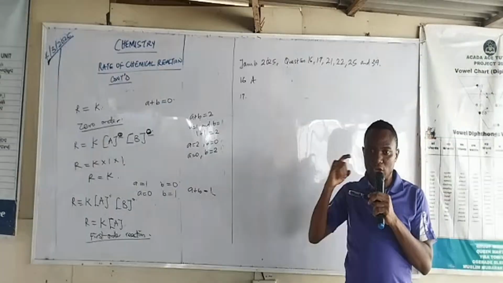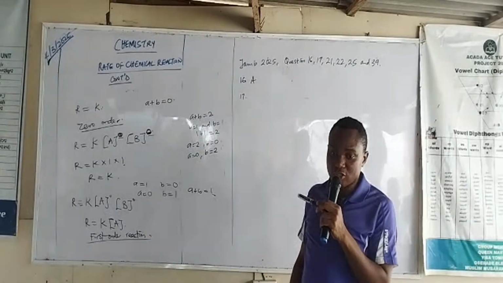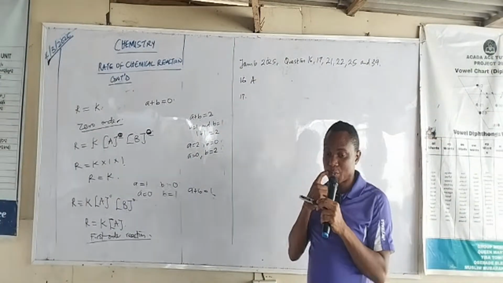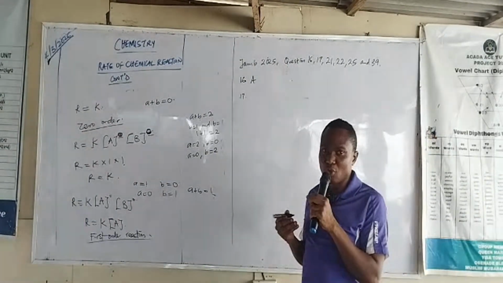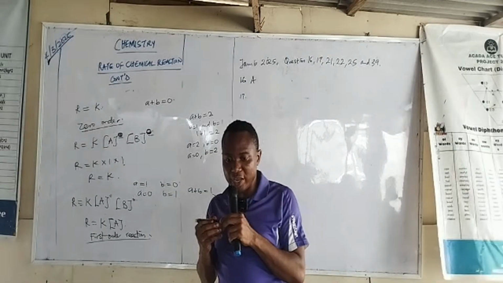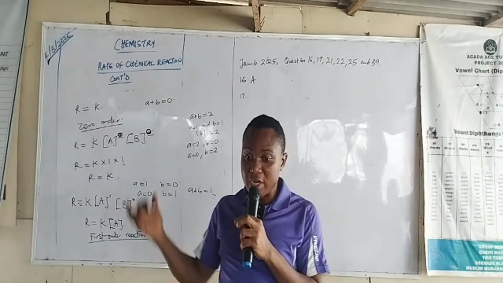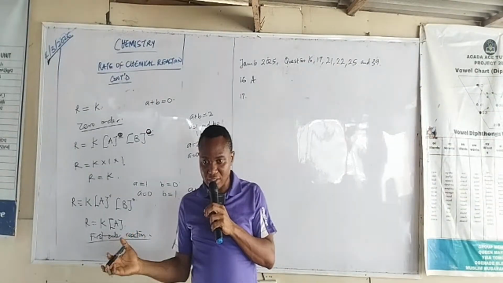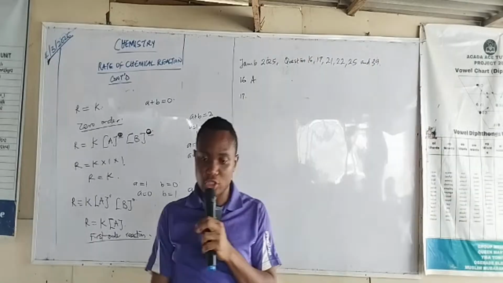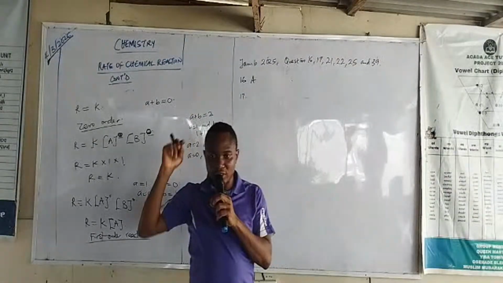Number 17 is what? Okay, which of the following contribute least to the greenhouse effect? We've discussed about this now, under pollution. Okay. Continue. Which of the following contribute least to greenhouse effect?